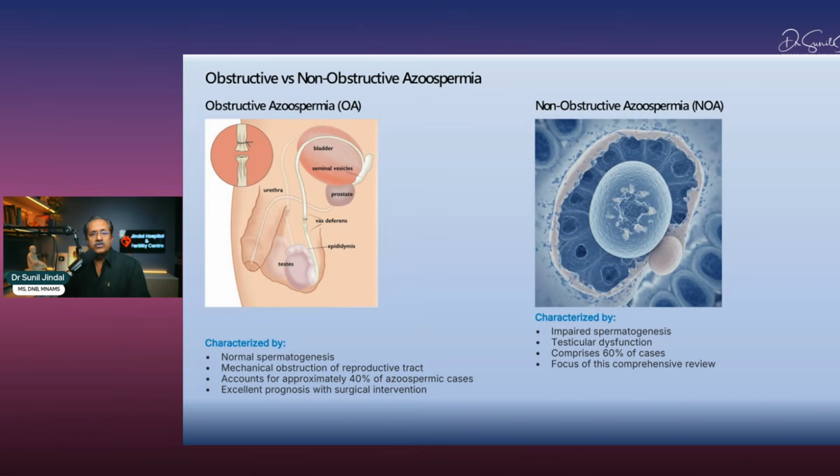Now, the other is non-obstructive azoospermia. Non-obstructive azoospermia means that the testes has an impaired spermatogenesis. The testes' way of making sperm is poor. And this is because of testicular dysfunction. 60% of the cases are like this. And this is what needs to be actually treated by Micro-TESE.